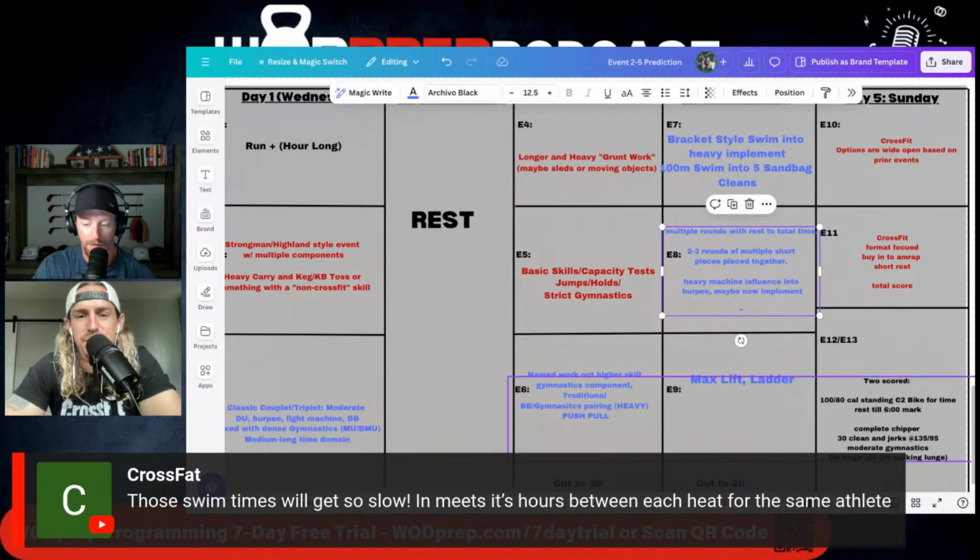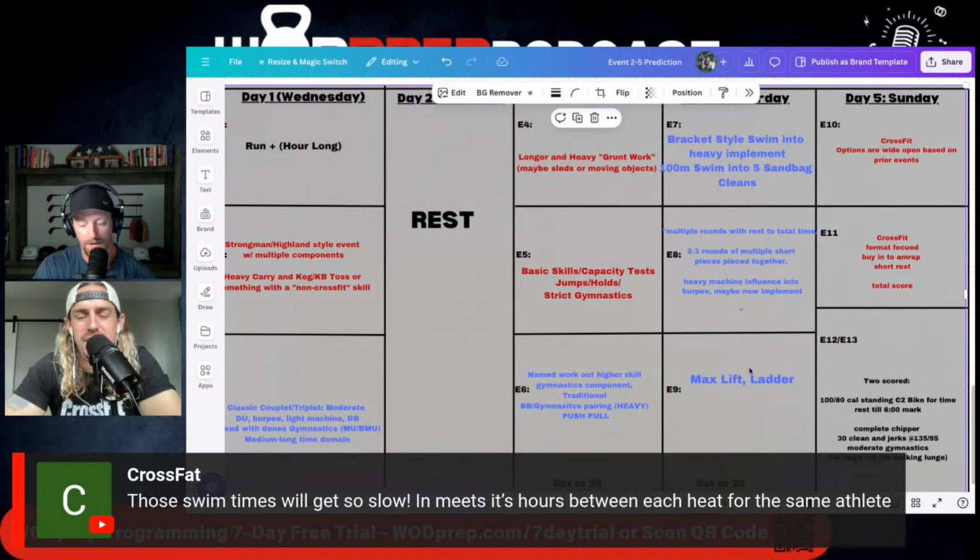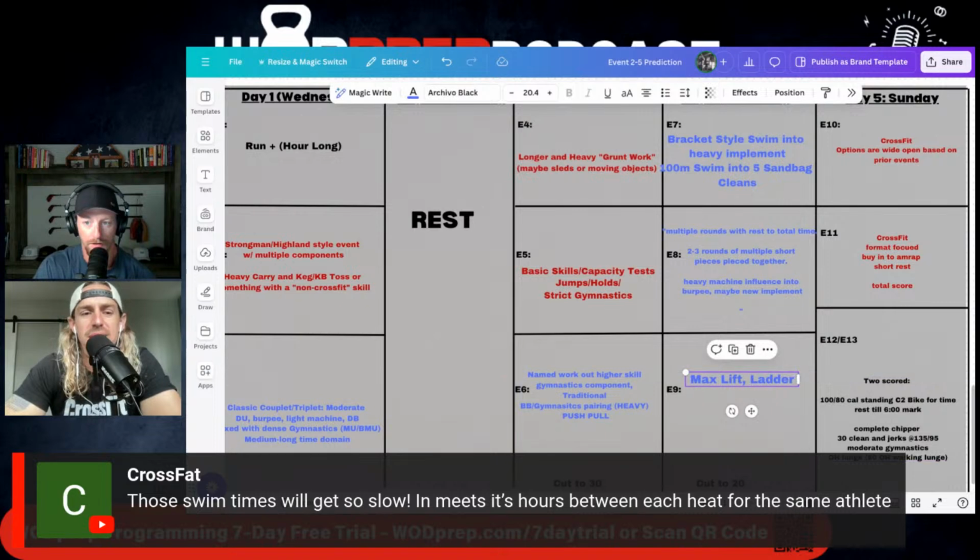Yeah, I think we were on the same page with that. I like a ladder more than a max lift. I think they just look nicer. I don't know.